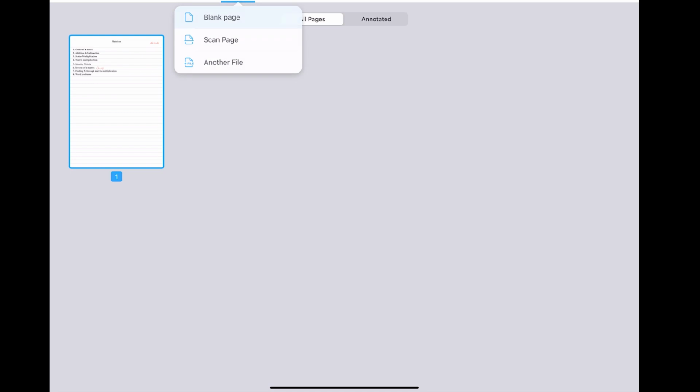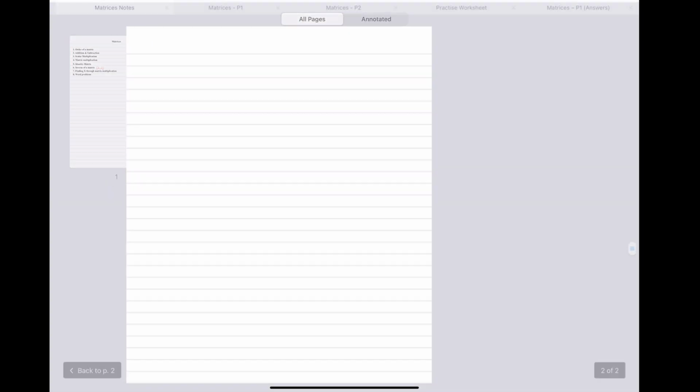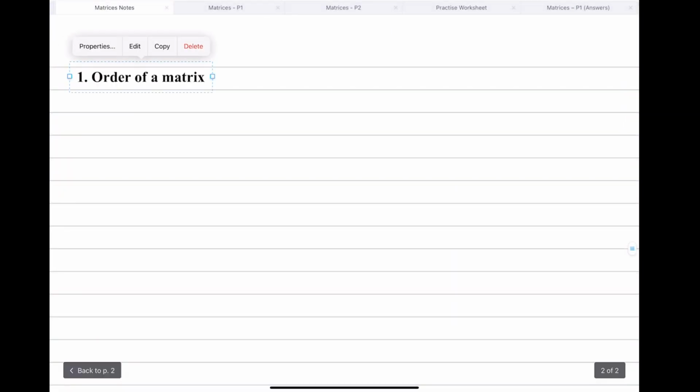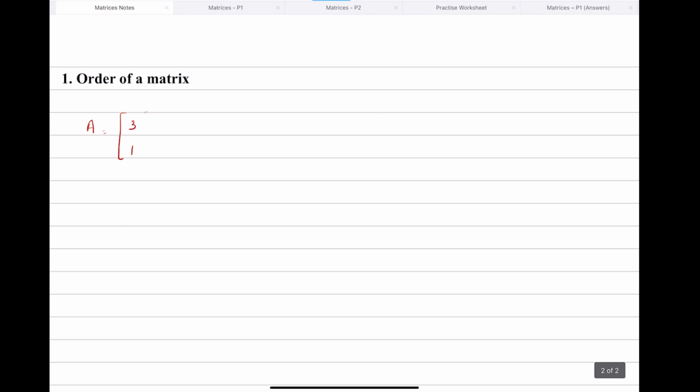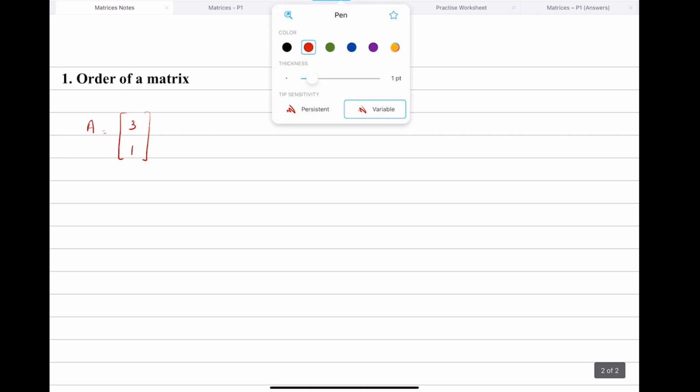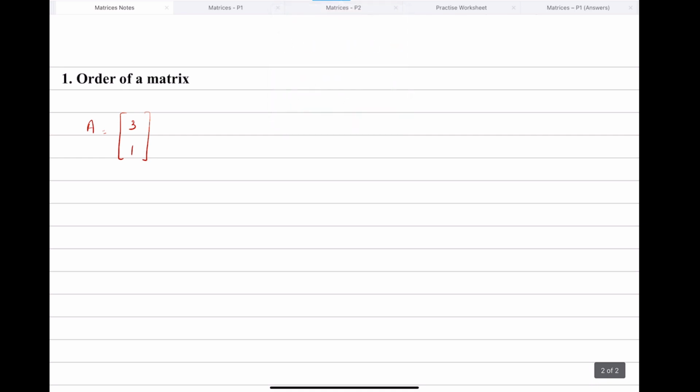So any matrix is defined by its number of rows and its number of columns. So let's say I have a matrix over here, let's call it matrix A, and this is what it looks like, 3 1. We need to write down the order of this matrix. So remember this, any order of a matrix is basically defined by the number of rows times the number of columns.